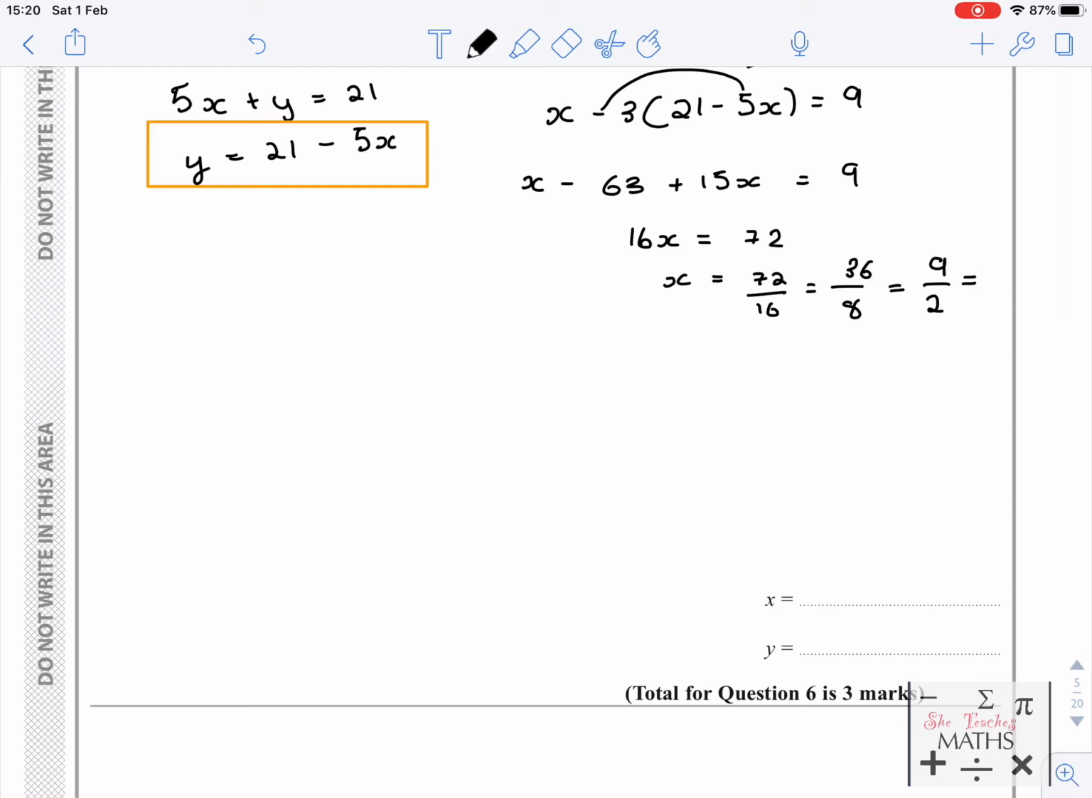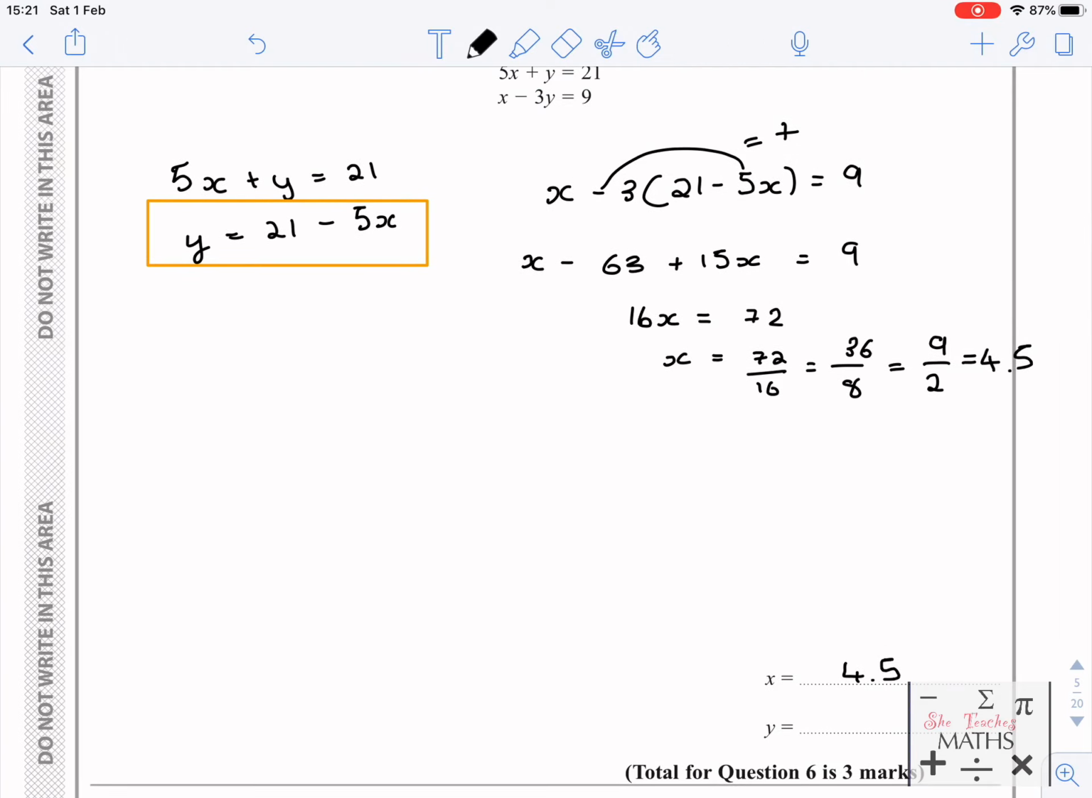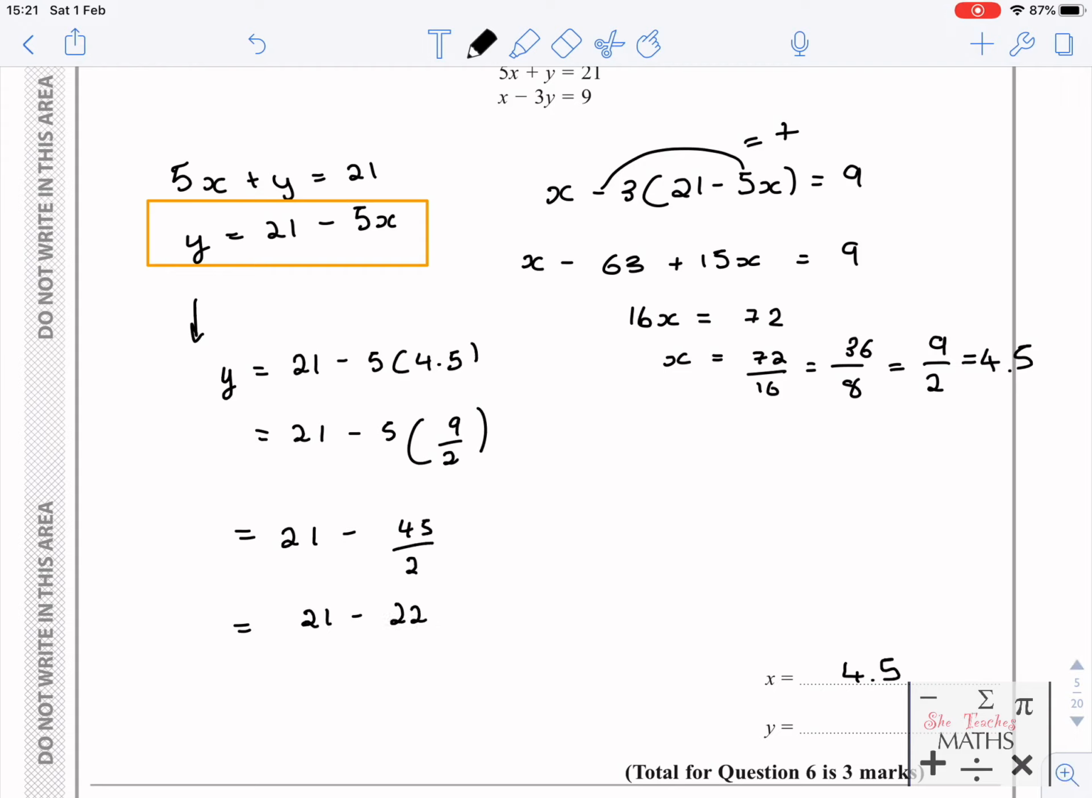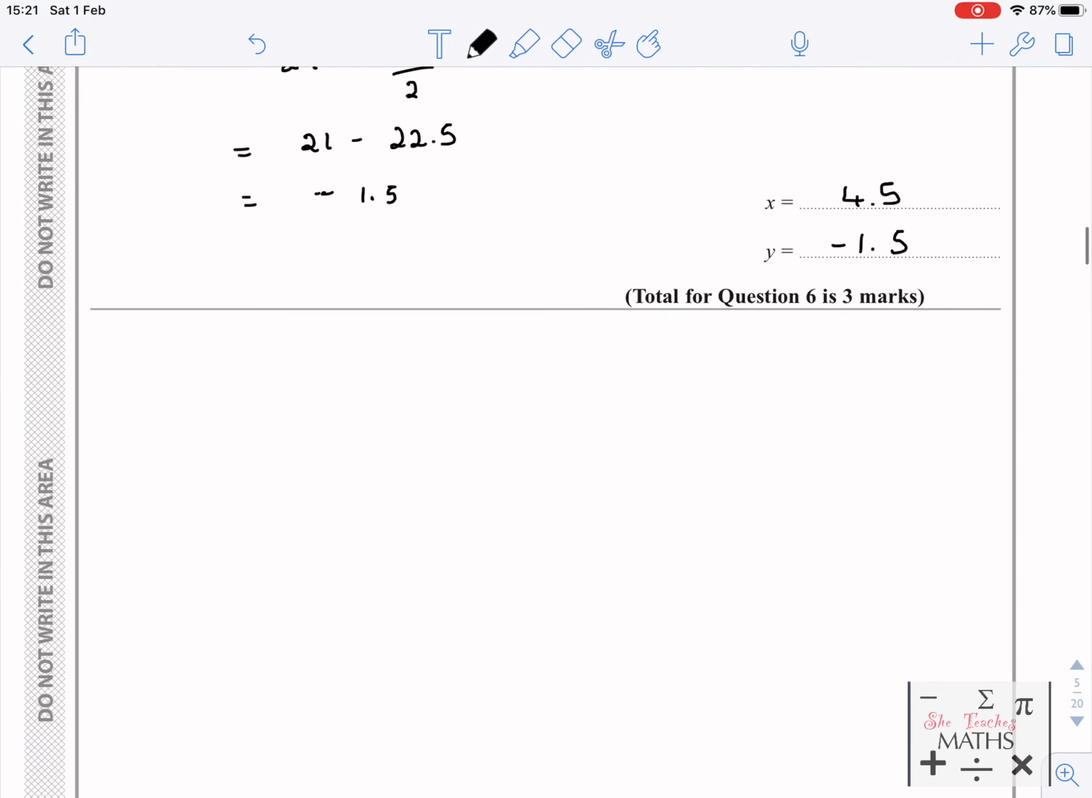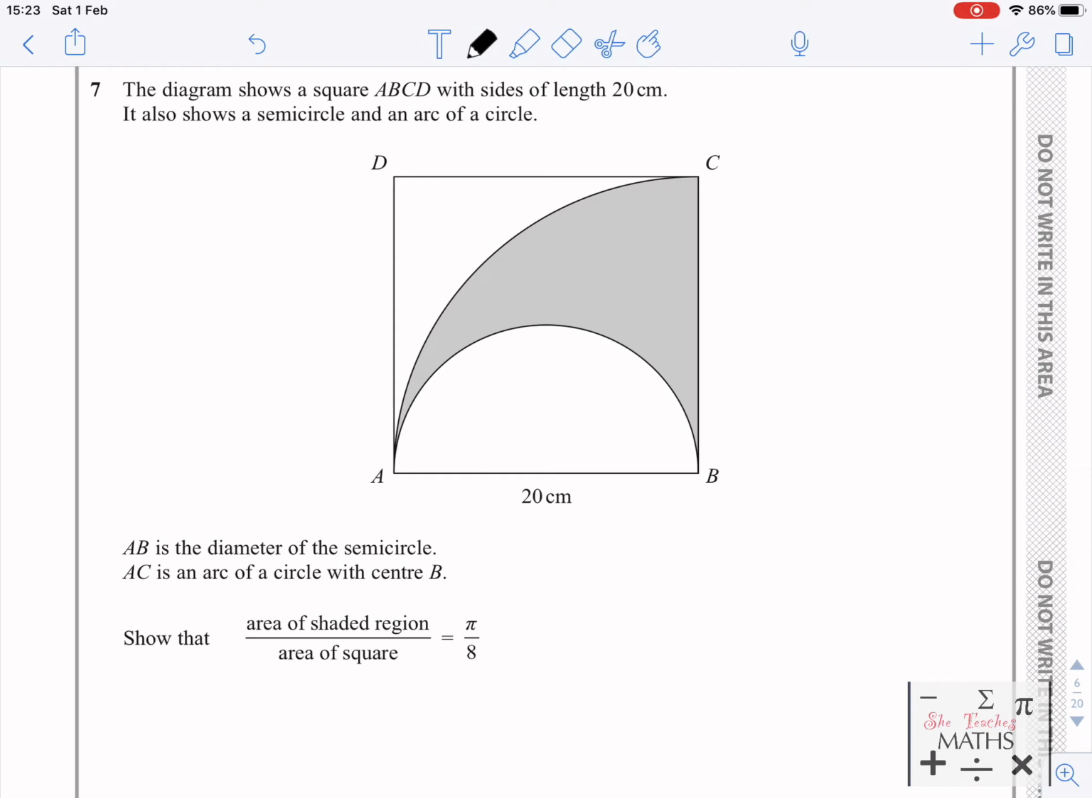Since we know that x is 4.5, we're going to substitute that into this equation over here, where y equals 21 minus 5 times 4.5. Again, I'm going to put 4.5 as a fraction, so it'd be 5 times 9 over 2. That would be 21 minus 45 over 2, and 45 over 2 is just 22.5. So y equals minus 1.5.